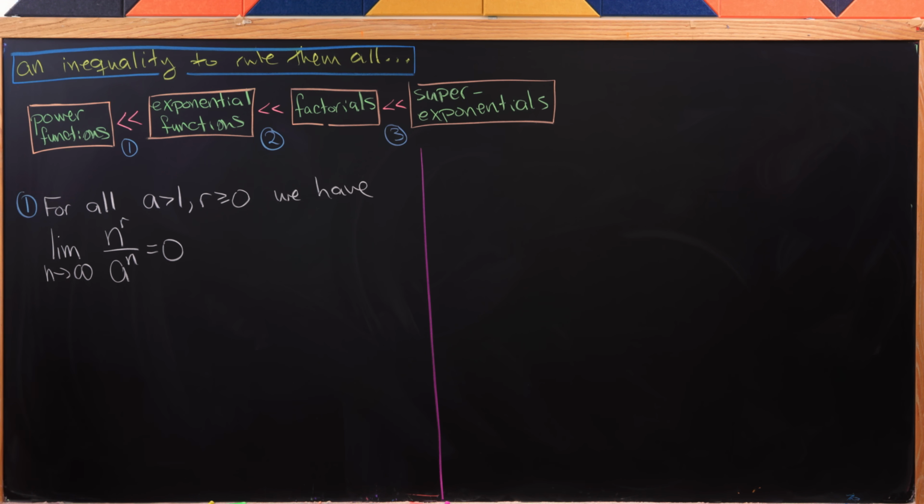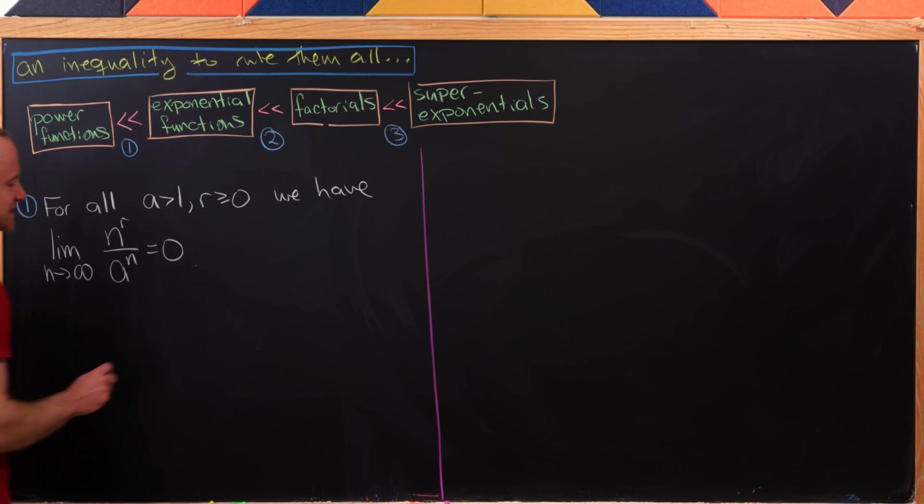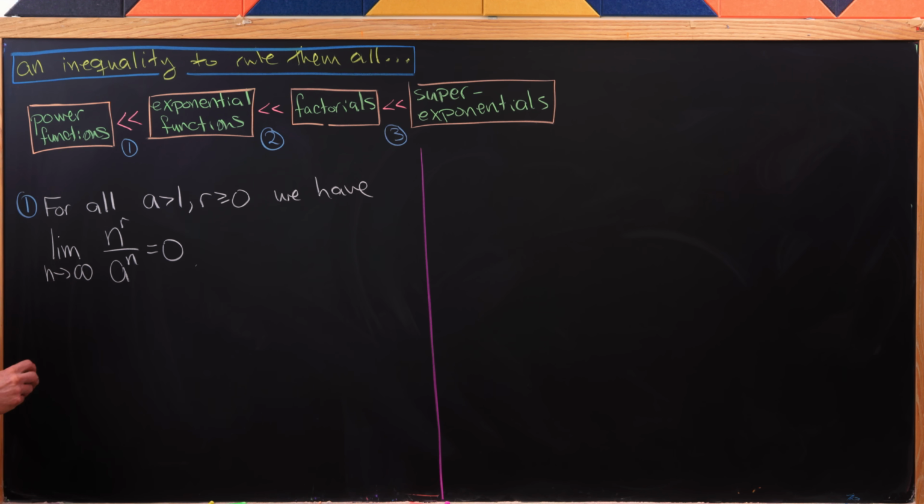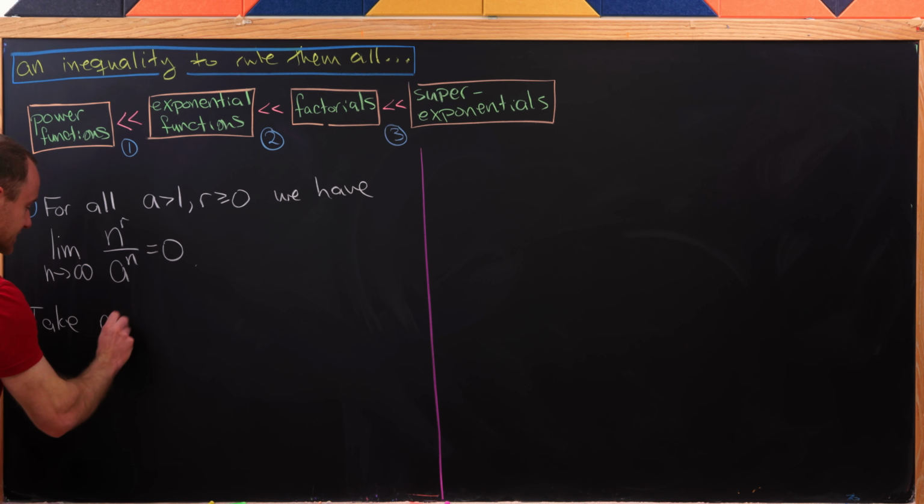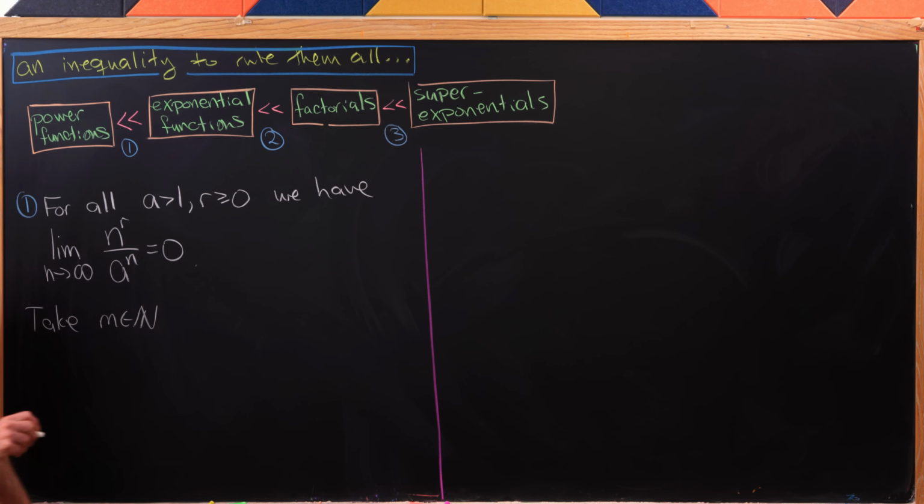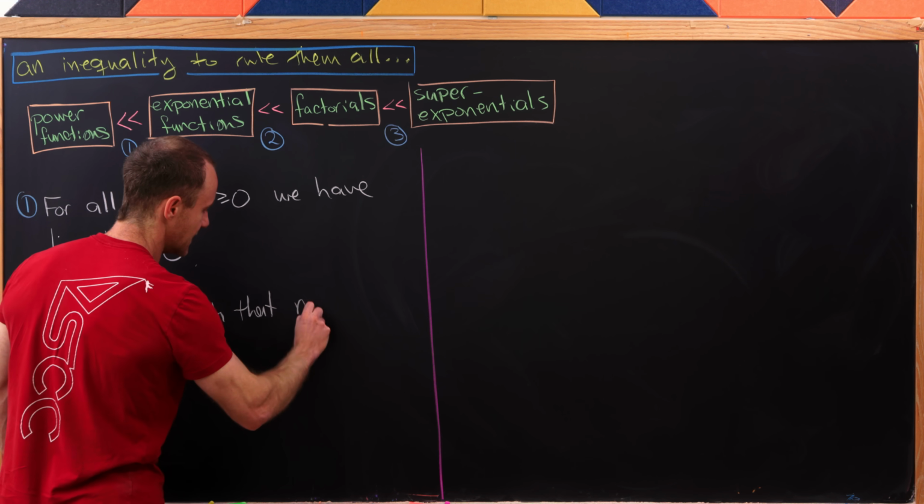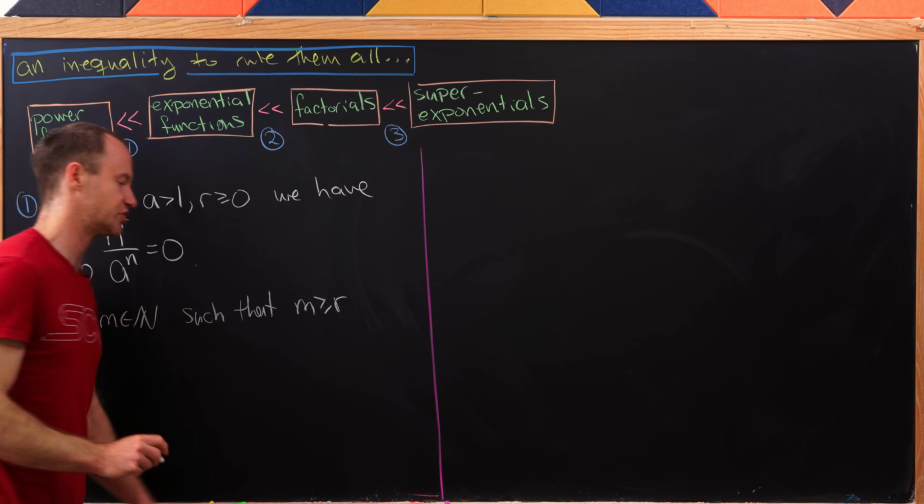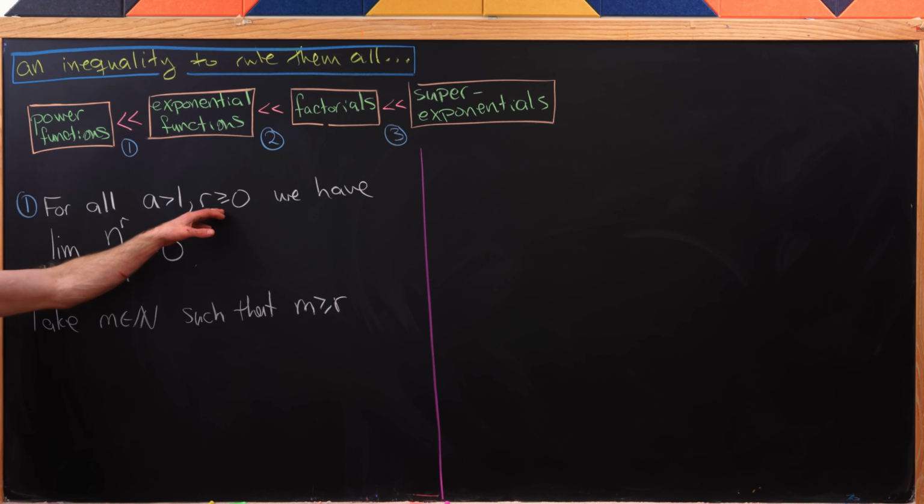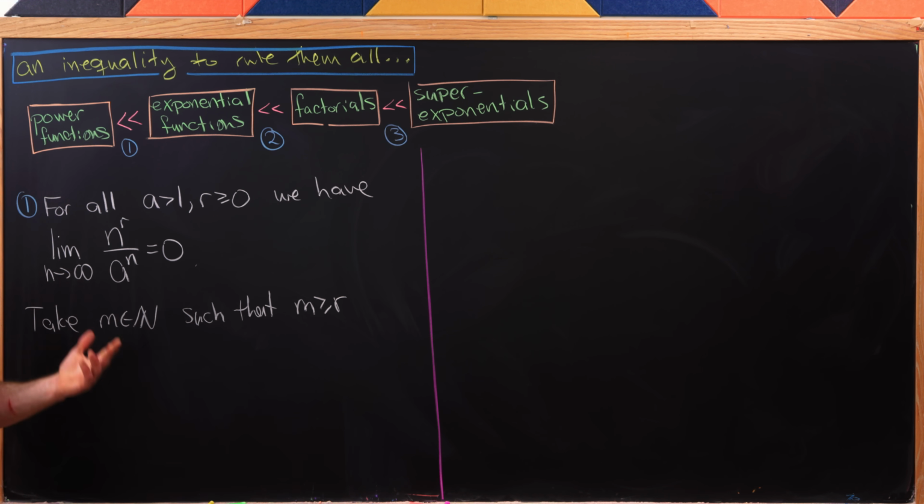Okay, so this is the limit that we want to show. And we're going to do this via the squeeze theorem, essentially. So let's take some natural number, which I'll call m, such that m is bigger than or equal to r. For any positive real number, I can always find a natural number that's larger than that positive real number. That's technically known as the Archimedean principle.